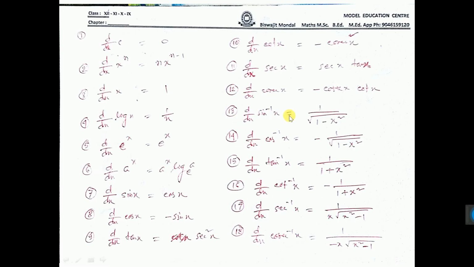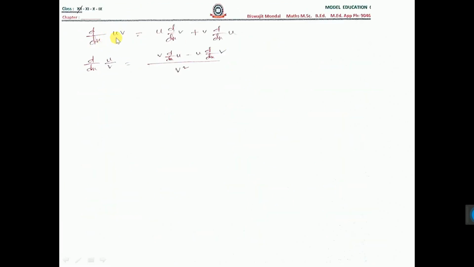It is already explained. This formula of uv: u d/dx of v plus v d/dx of u, and d/dx of u by v: v d/dx of u minus u d/dx of v by v square. These are the two important formulas.